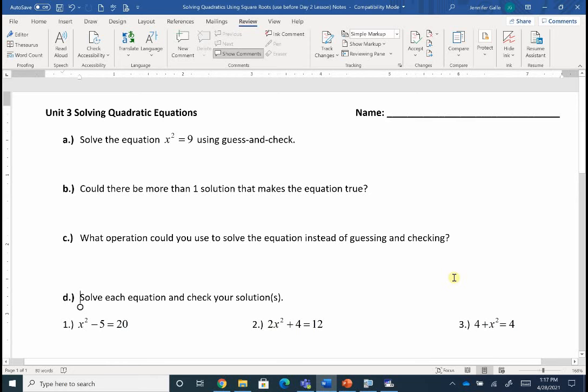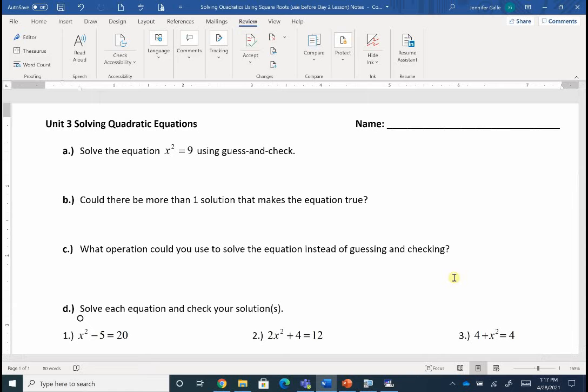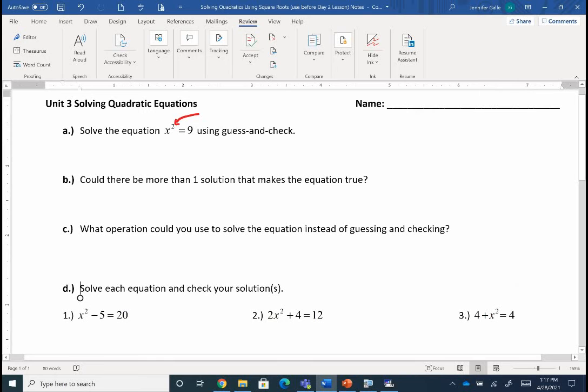All right, guys, so today we're going to look at solving some equations, more specifically quadratic equations. Remember, quadratic means our highest exponent is a 2. So when we're solving our equations today, we are going to have the highest exponent of a 2. Just to start off, we're going to start really simple.